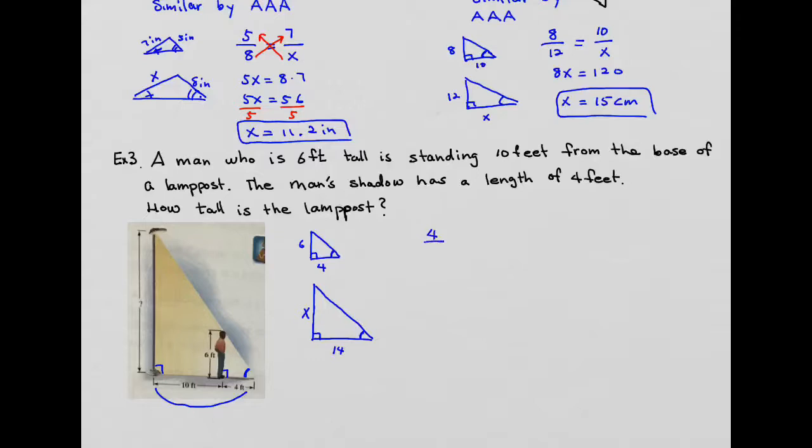So then you could say 4 over 14 equals 6 over x. That gives you 4x equals 6 times 14, which is 84. When you divide by 4, you get 21, and your unit is feet. So the height of the lamppost is 21 feet.